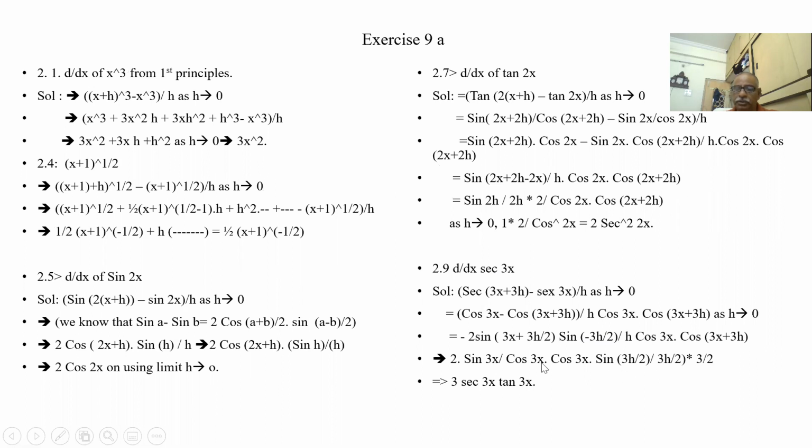This is 3/2 and cos 3x is getting cancelled. So 2 into 2 getting cancelled, 3 tan 3x. This is tan 3x, this is secant 3x, 1 by cos 3x is secant 3x. So cos 3x into cos 3x, because h is 0, this also becomes cos 3x. So cos square 3x. It is converted to two terms: one is sin 3x by cos 3x, which is tan 3x, and 1 by cos 3x is secant 3x. So this is nothing but the differentiation of secant x, which is secant x tan x, into 3. This is from fundamentals.